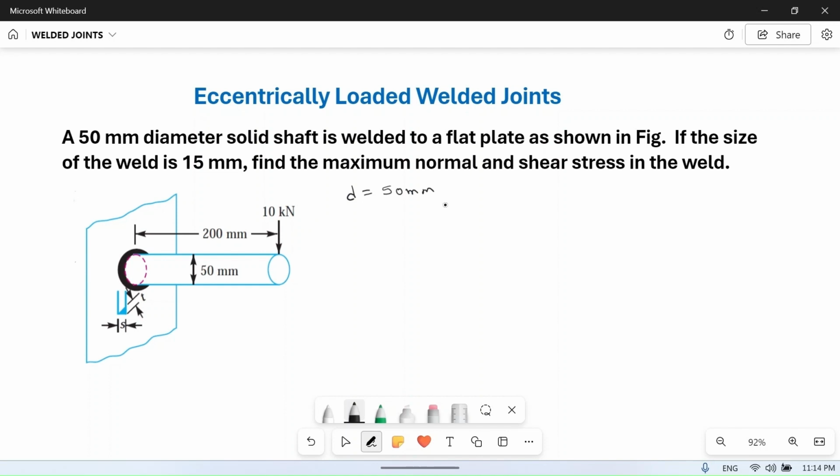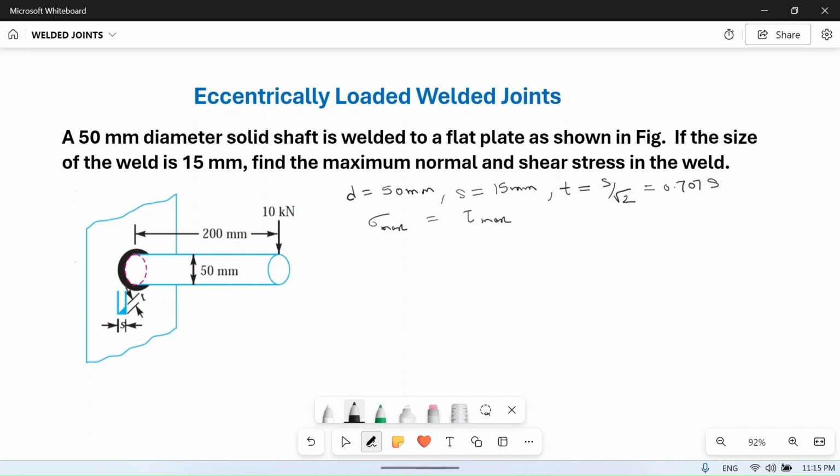If the size of the weld is 15 mm, and this is a fillet weld, then the thickness or throat of the weld is size of the weld divided by root 2, or 0.707 s, as we have proved in many previous questions. Find the maximum normal and shear stress. So we have to find sigma max, the normal stress, and the maximum shear stress.